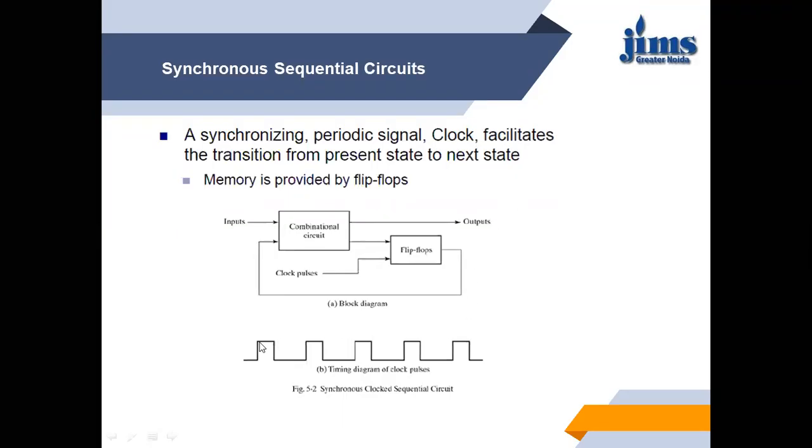Here is logic level 1, here is logic level 0. When we go from 0 to 1, it is the positive edge. When we go from 1 to 0, it is known as the negative edge. So there are 4 levels in a clock: level 1, or level high; level 0, that is level low; the positive edge; and the negative edge.